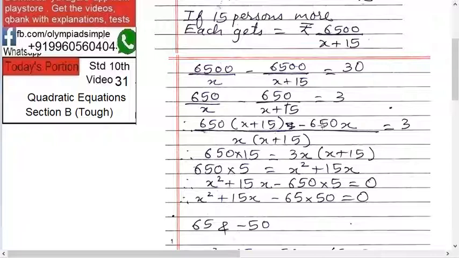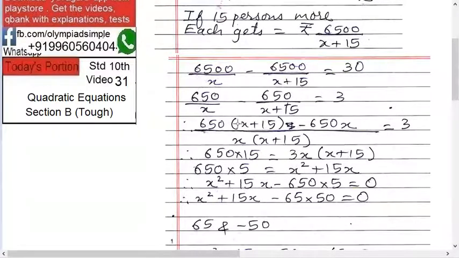15 minus 650 upon x, into x plus 15 equals 3. Okay. Therefore, 650 into 15 equals 3x into x plus 15. Why? How did this number come? 650 into 15. Where have the others gone?